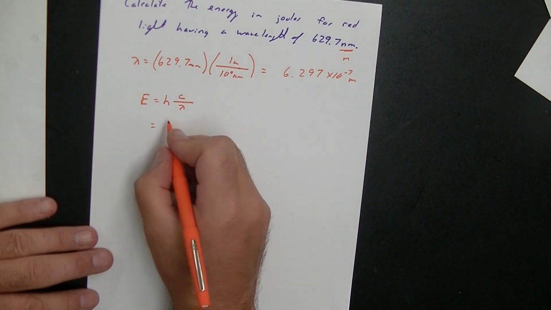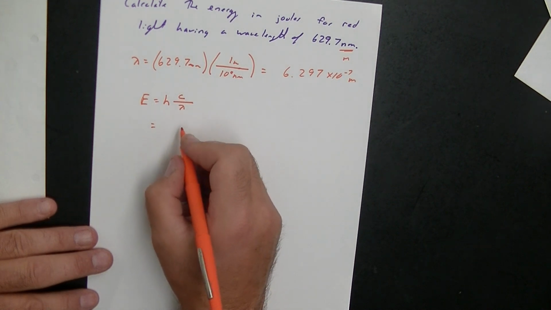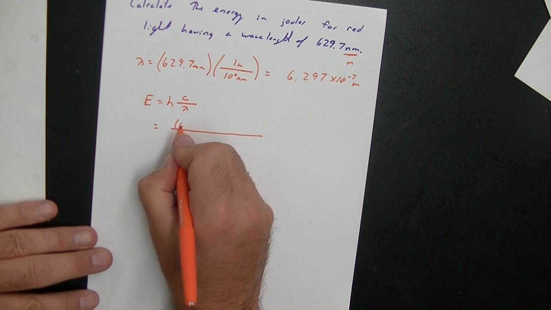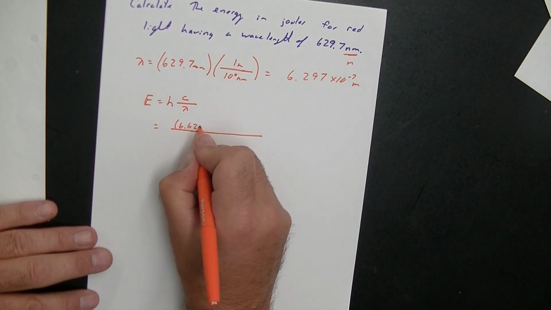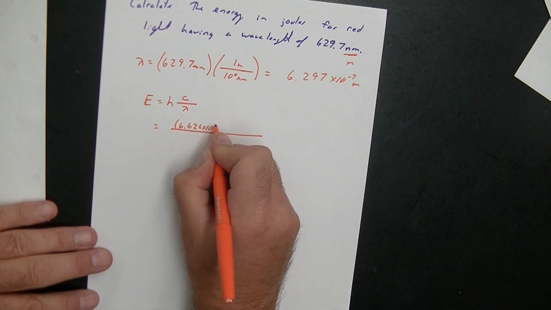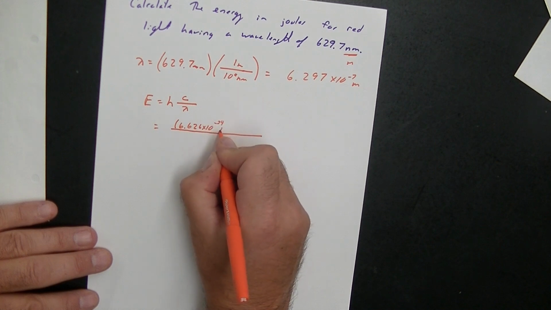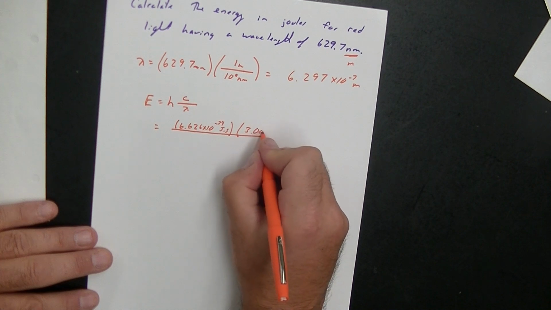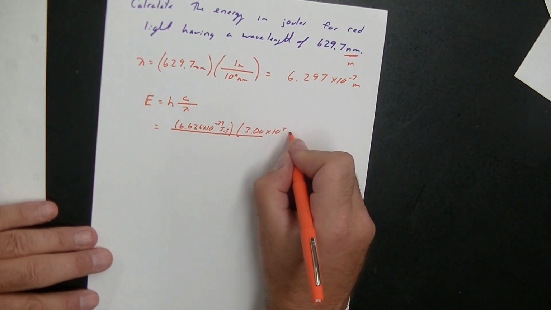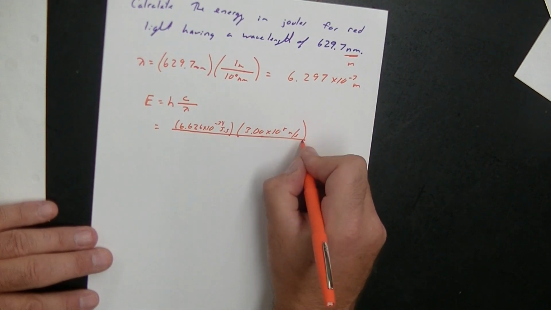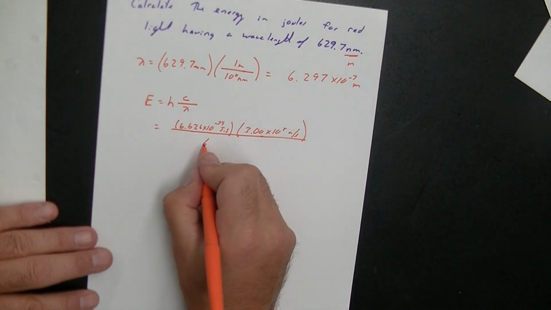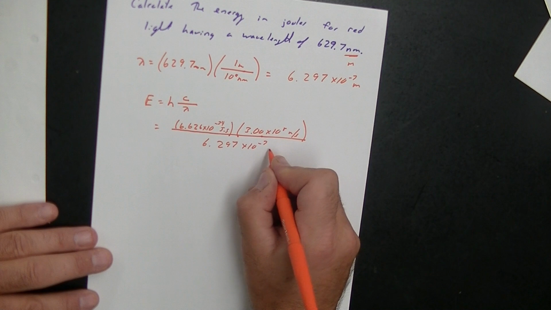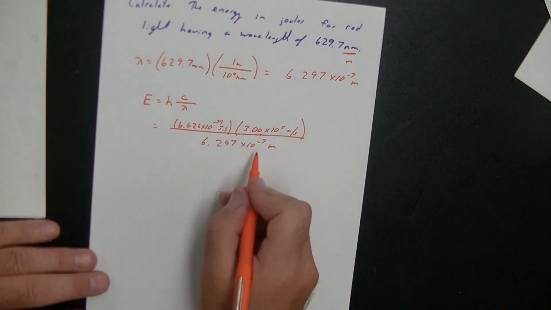Well, we know what Planck's constant is now. And I'm going to do it this way. 6.626 times 10 to the negative 34 joule seconds times 3.00 times 10 to the 8th meters per second divided by 6.297 times 10 to the minus 7th meters. That's my wavelength.